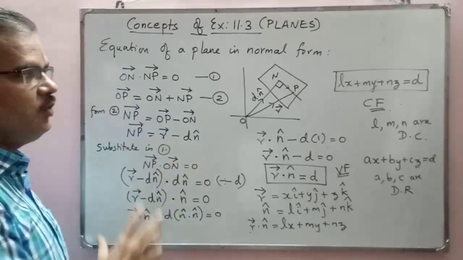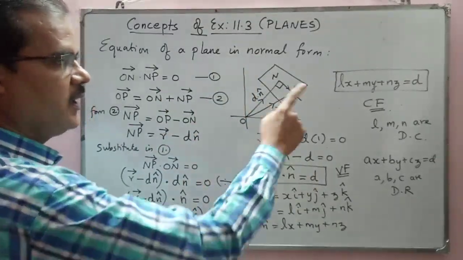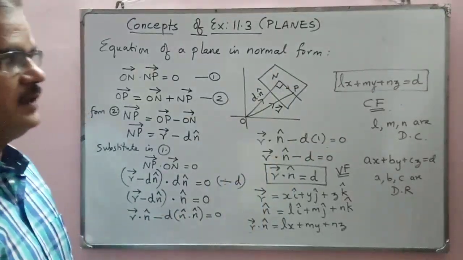Okay. This is how we got the equation of the plane in normal form as r vector dot n cap equal to d, and lx plus my plus nz equal to d.